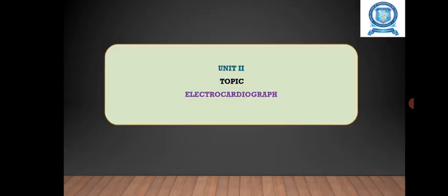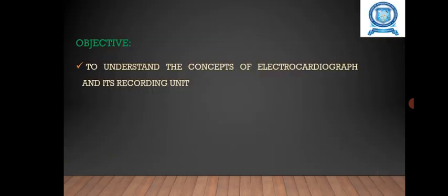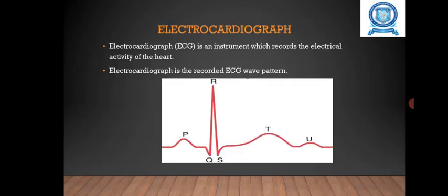Unit 2, topic Electrocardiograph. Objective: to understand the concepts of electrocardiograph and its recording unit. ECG is an instrument which records the electrical activity of the heart. It is the recorded ECG wave pattern.